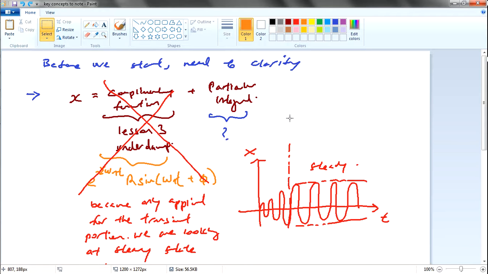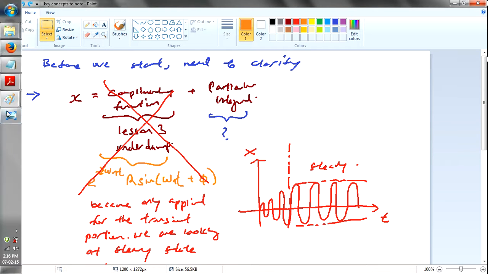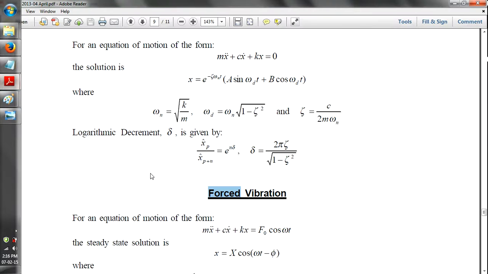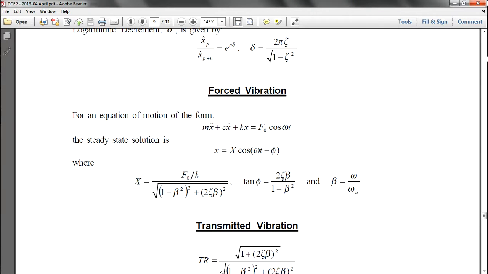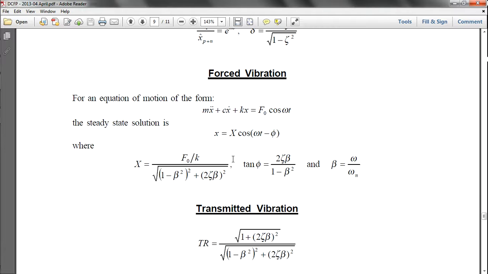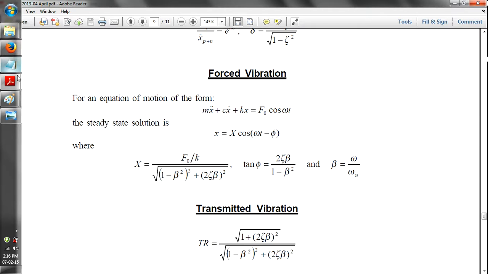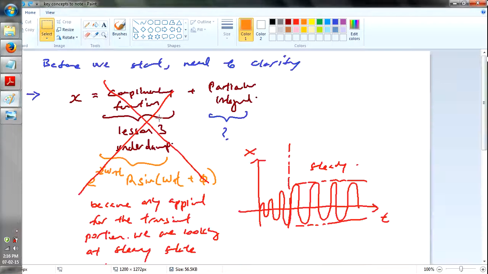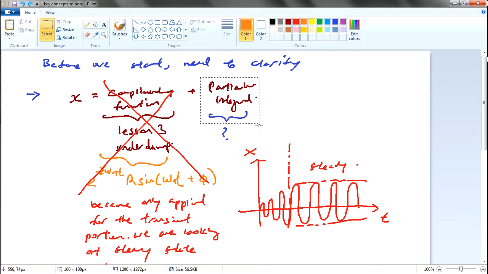I want to make sure you know that if you are talking about this portion over here, this damping factor, then you need to have this plus the particular integral. The particular integral, let me show you, is actually this equation over here. Never mind. The particular integral you have to solve yourself, which we are still doing later. We are still doing this particular integral.